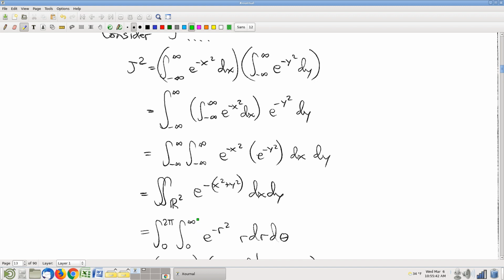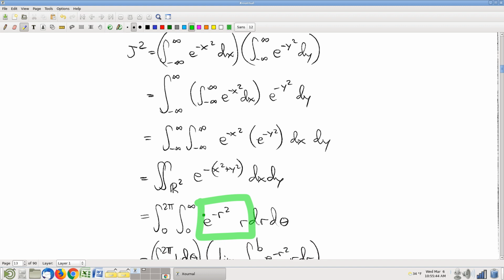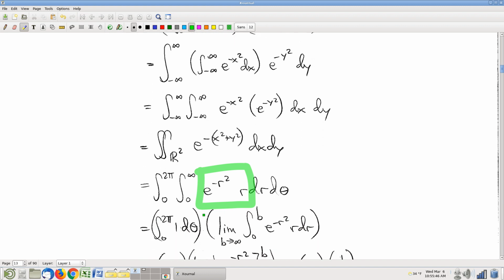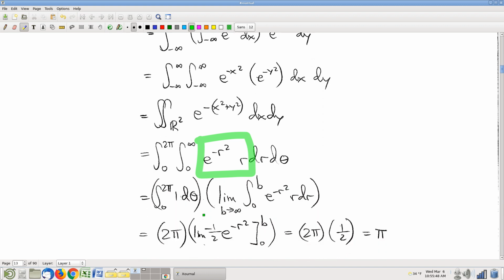And now look at our integrand though. Our integrand is now easy. That's an easy substitution. Just let u equal, looking at this, let's let u equal negative r squared.